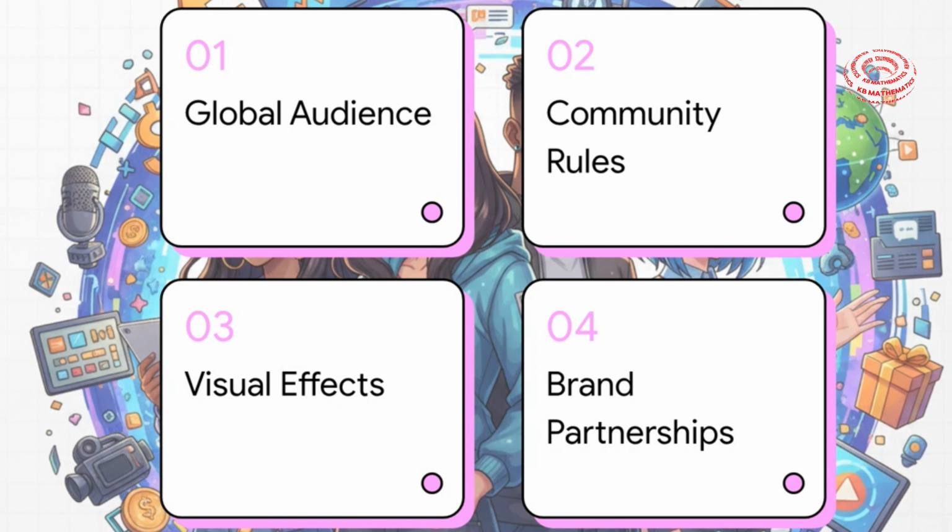To make this super easy to digest, we're taking a quick 4-part journey today. First, capturing a global audience. Second, setting community rules. Third, upgrading your visual effects. And fourth, unlocking brand partnerships.